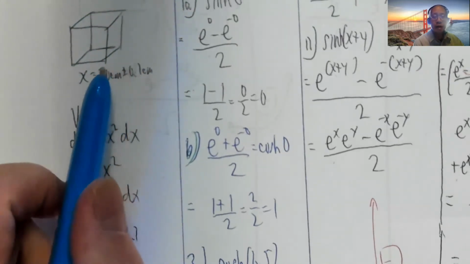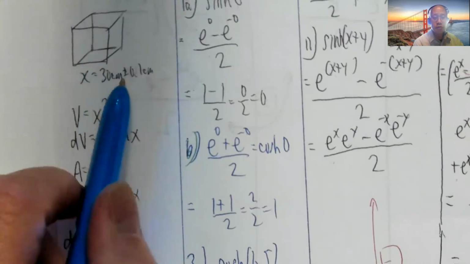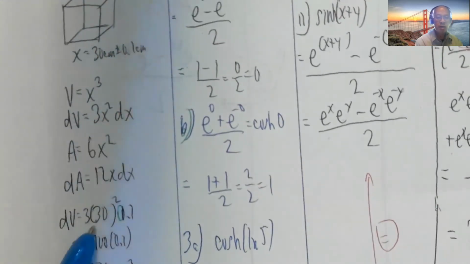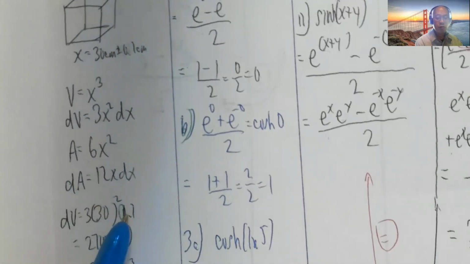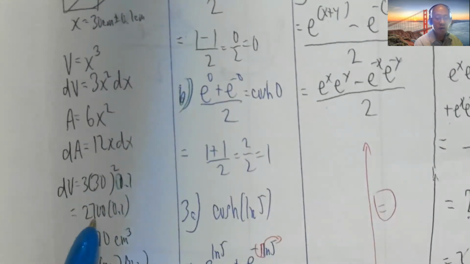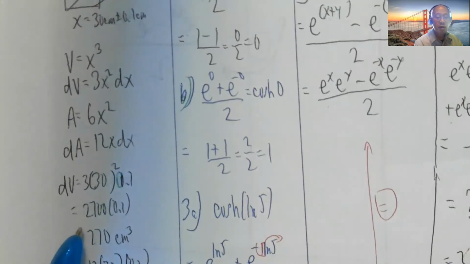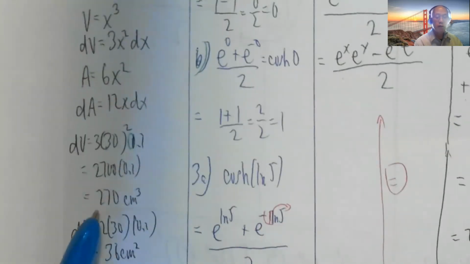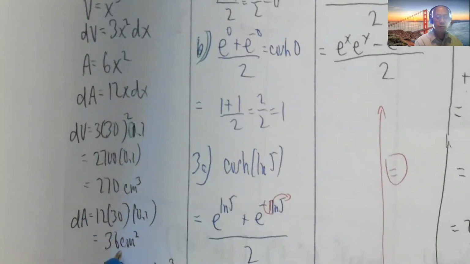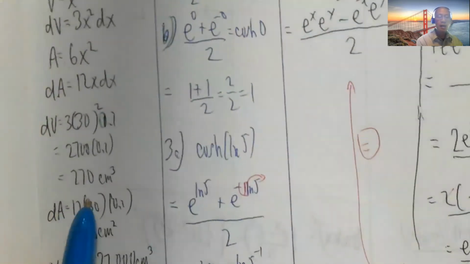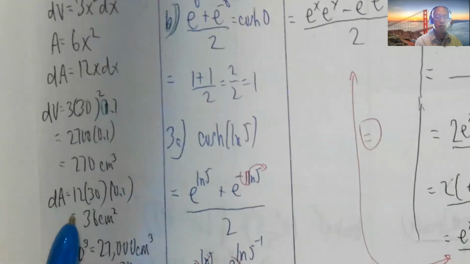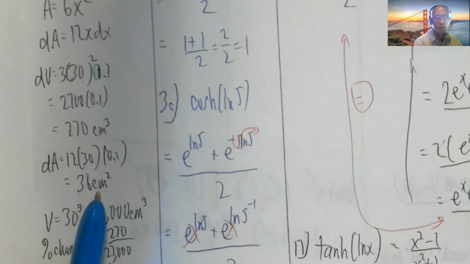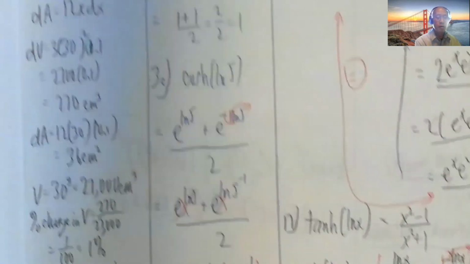All right, so the maximum possible error in dimension is 0.1. So that's my dx. So dV is 3 times 30 squared times the dx at 0.1. That comes to be 2,700 times 0.1, 270 centimeters cubed. dA is 12x dx. So 12 times 30 times 0.1, 36 centimeters squared is the possible dA.